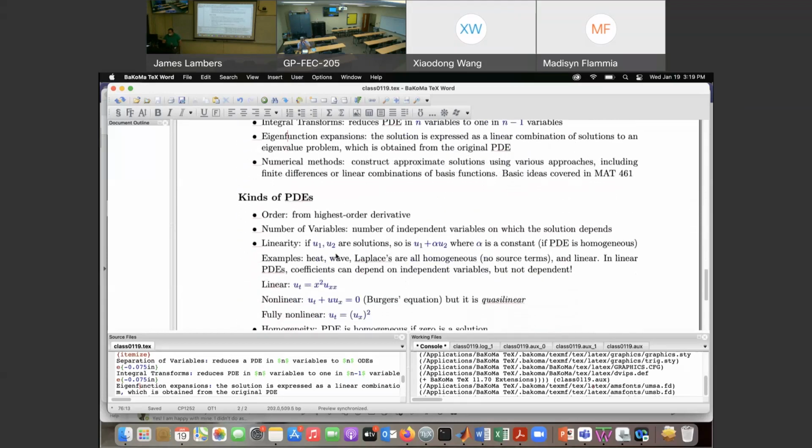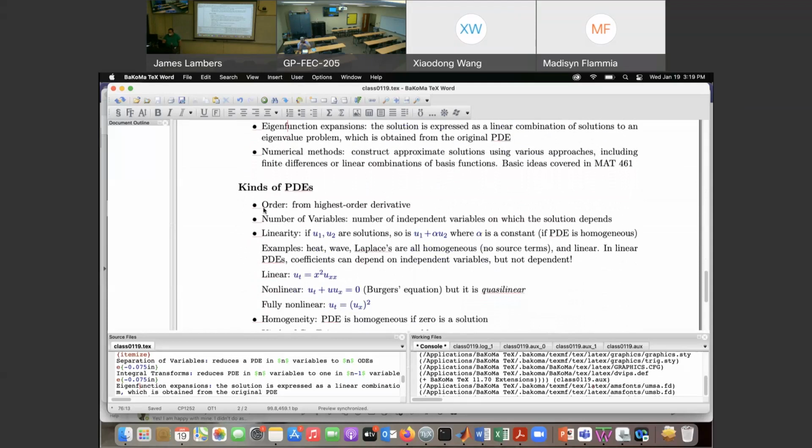Okay, that's one property of a PDE. What is its order? Number of variables. How many variables does the solution depend on? Like I said, in most cases in this class, it'll be two: spatial variable x and then time variable t. Or maybe for Laplace's equation, we'll mostly deal with two dimensions there, depending on two variables again, with polar coordinates, r and theta.